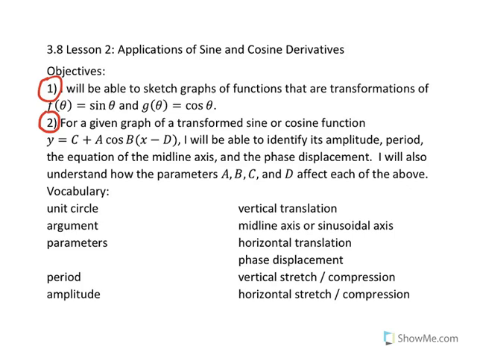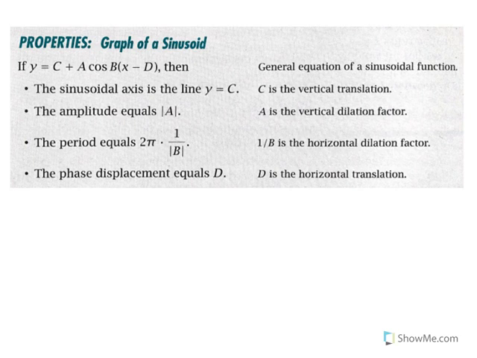For a given graph of a transformed sine or cosine function, let's identify the amplitude, the period, the equation of the midline axis, and the phase displacement. You will also understand how the parameters a, b, c, and d affect each of the above.